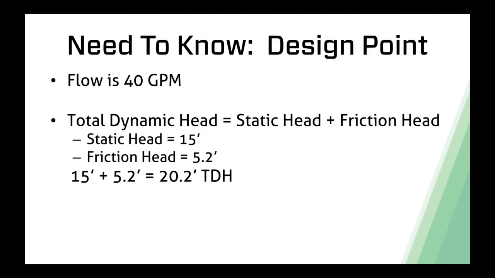That gives us now our design point. We know that the flow rate is 40 gallons a minute. Our total dynamic head is going to be the sum of the static head plus the friction head. And the static head is 15 feet. The friction head is 5.2, which means that our total dynamic head is the sum of those, or 20.2 feet of total dynamic head. That's our design point, 40 gallons a minute at 20 feet of total dynamic head.